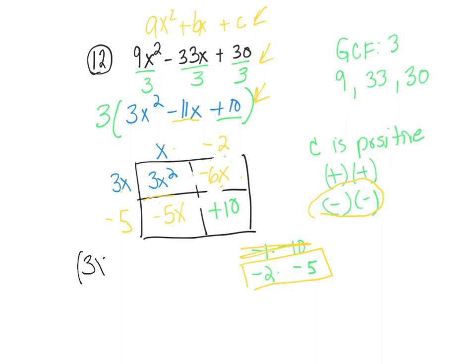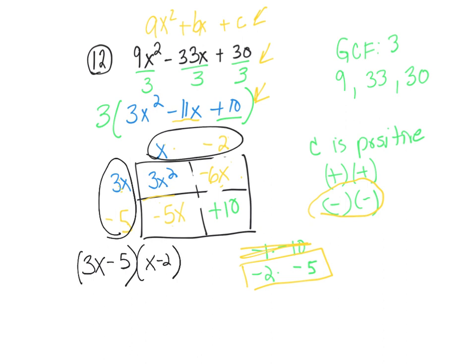So this is going to be 3x minus 5 right here, and then x minus 2 right there. Don't forget, this is the thing students forget all the time. We took out a greatest common factor of 3. That needs to show up in our answer right there.